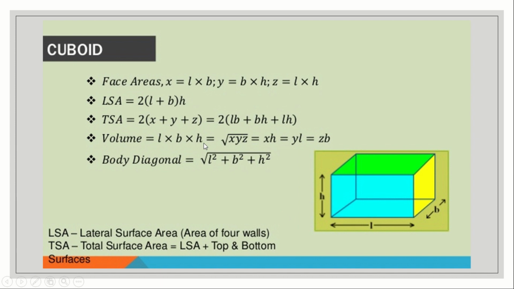Formula of cuboid. Here the face areas are x equal to length into breadth, y equal to breadth into height, and z equal to length into height. So the curved surface area or lateral surface area is given by the formula 2 into (L plus B) into H, whereas the total surface area is given as 2 into (LB plus BH plus LH). Volume is length into breadth into height, that is L into B into H. And body diagonal is square root of L square plus B square plus H square.